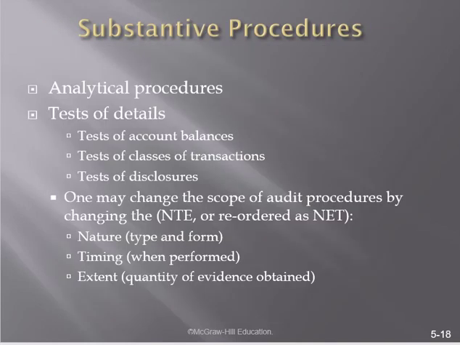We move to substantive procedures. Again, they include analytical procedures and tests of details. These tests are of account balances, classes of transactions, and disclosures. One may change the scope of the audit by adjusting the NTE, which is the nature, timing, and extent. The nature being the type or form, timing being when performed, and extent being the quantity of evidence obtained.